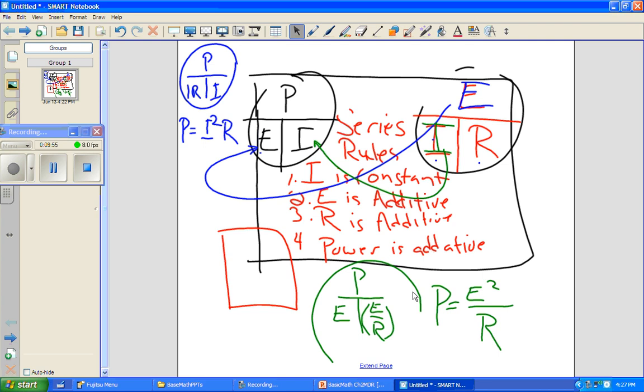And now that I've explained about the pioneer wheels, and how to derive the other two formulas, I fully expect you to remember these just for the next 18 or 20 years. Okay? So certainly if we have a quiz next week, I would thoroughly expect you to remember the pioneer wheels and the series rules. Okay? We're not going to jump into parallels yet, but at least we have the series rules. Current's constant, voltage is additive, resistance is additive, power is additive. So we know a couple of things now.